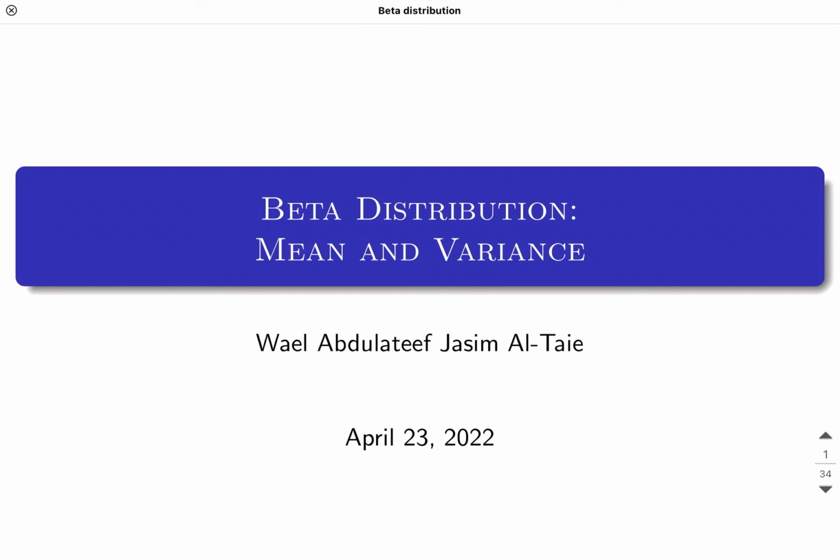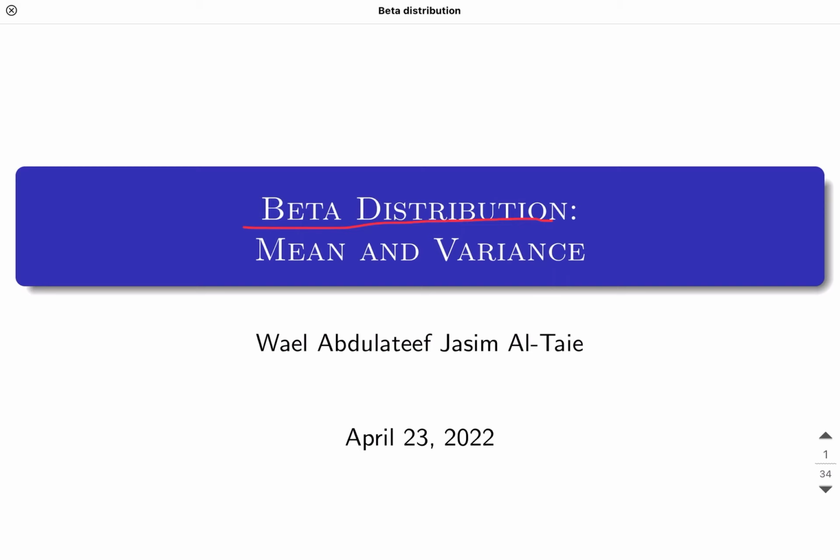Hello everyone. In today's video we'll talk about the beta distribution. As you know, the beta distribution is the family of continuous probability distributions defined on the interval 0 and 1. It has two positive shape parameters, alpha and beta.